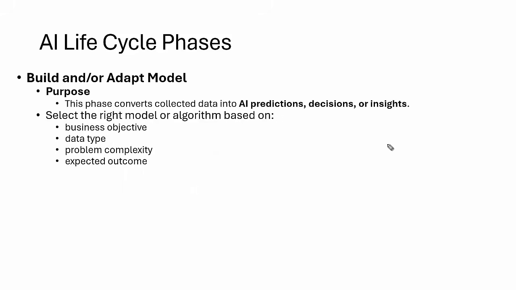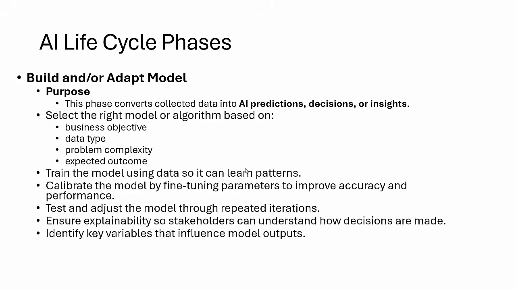Now, based on the data, the next step is to build the model from scratch, from a foundation, or you can adapt from the market. This is the most important phase because this is where you fine tune your model for AI prediction, decision, or insight. Now the question is, how can you select the right model? You select the right model based on business objective. That should be your primary. Second is type of data, what problem you're going to solve, and what is the expected outcome. So you have to train the model using data. You need to calibrate the model, which is called fine tuning, to make it more accurate. The primary reason to fine tune is so you can have better accuracy and performance.